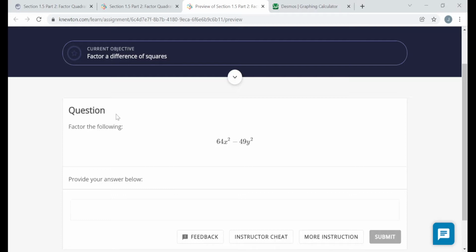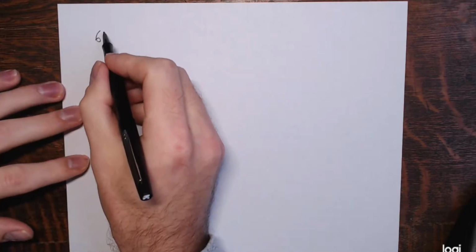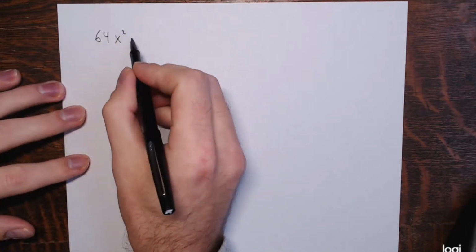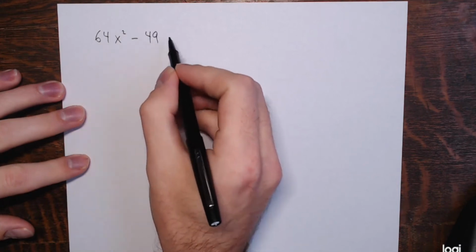Alright, so now I'm going to start with this first question. It's on the objective factor a difference of squares, and we're asked to factor the following: 64x squared minus 49y squared. Now remember, factor means rewrite as a product, as a multiplication problem. Alright, so I'm going to go to some paper and we'll write this polynomial out. We have 64x squared minus 49y squared.